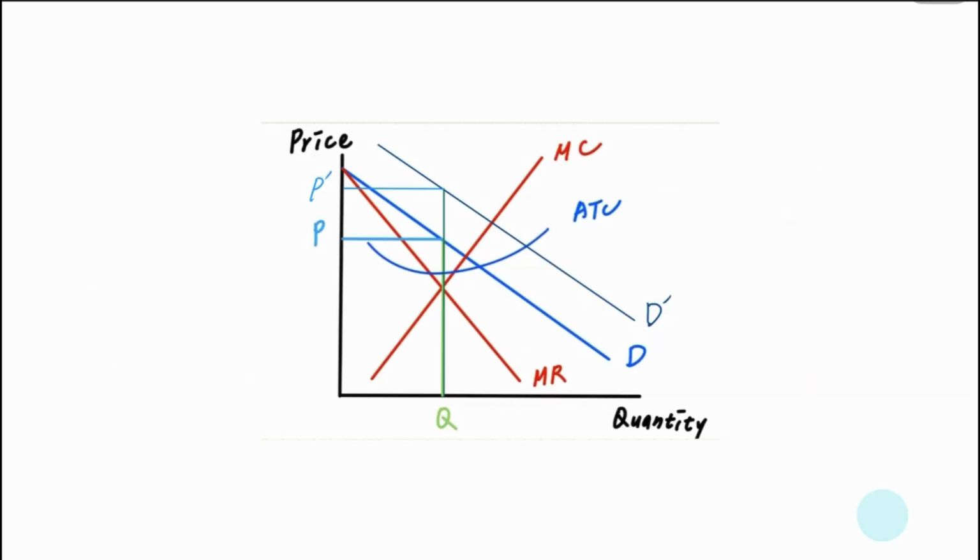Next, let's discuss how real-world factors like the surge in AI chip demand from companies such as NVIDIA and OpenAI shift the demand curve and affect price and output. When demand increases, the demand curve shifts outward from D to D prime. Even though demand rises, a monopolist is a price maker, so it raises the price from P to P prime while keeping the output the same. This reflects the monopolist's incentive to maximize profit, not social efficiency.